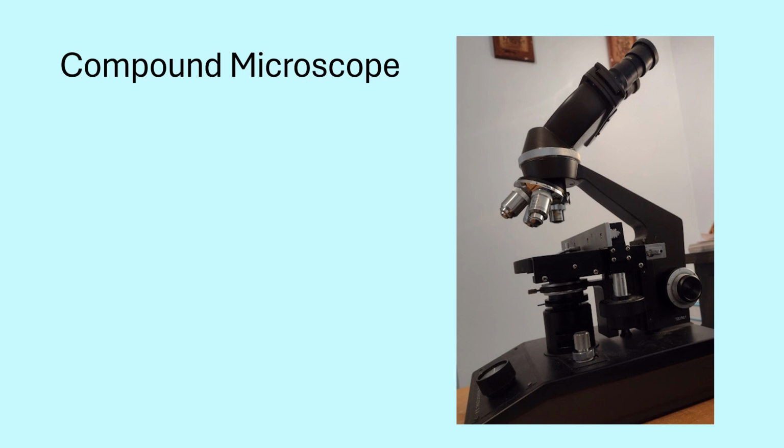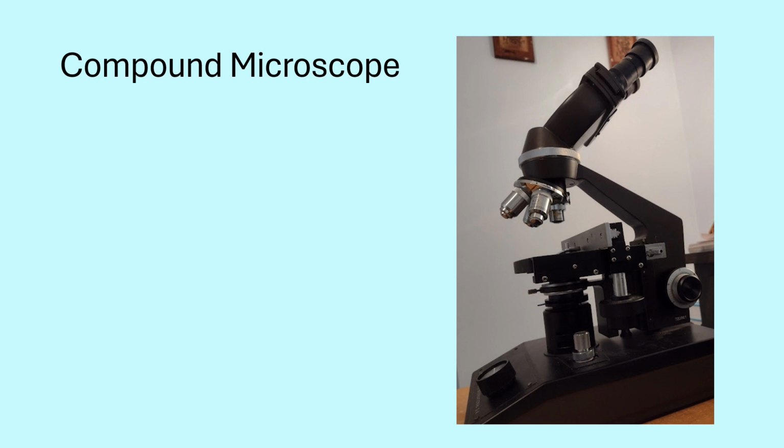Down here below the mechanical stage, this is the base and this is the arm. This is your light source. So the light is going to come up from the bottom. Pass through here, you've got both your condenser as well as an iris.